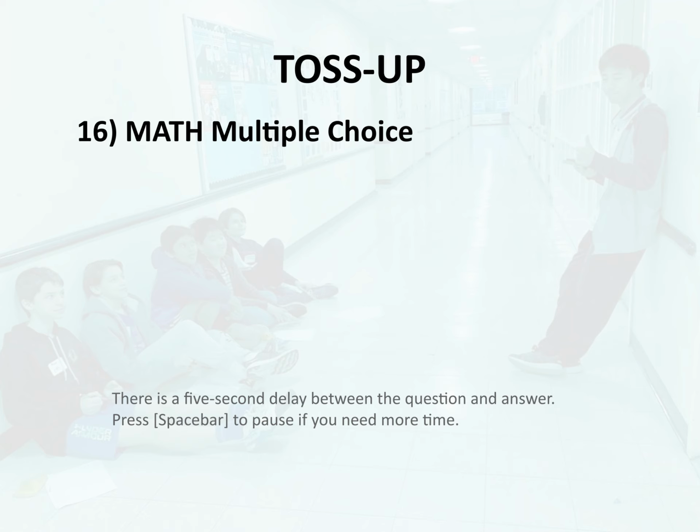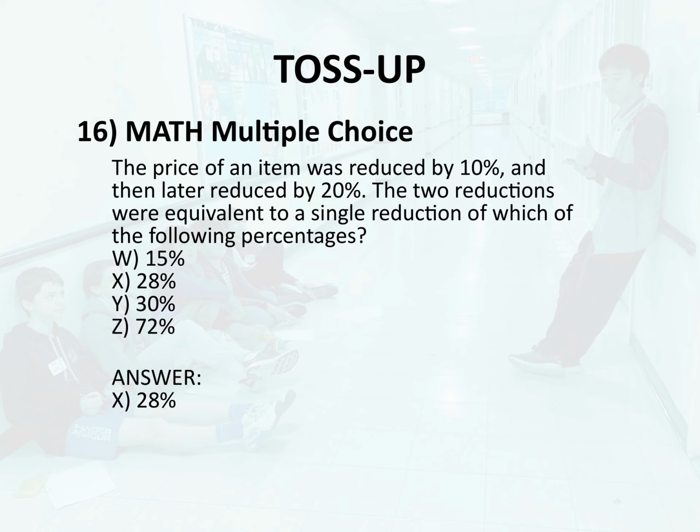Toss-up 16. Math. Multiple choice. The price of an item was reduced by 10% and then later reduced by 20%. The two reductions were equivalent to a single reduction of which of the following percentages? W. 15%, X. 28%, Y. 30%, Z. 72%. Answer, X, 28%.